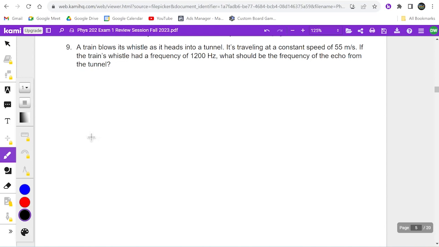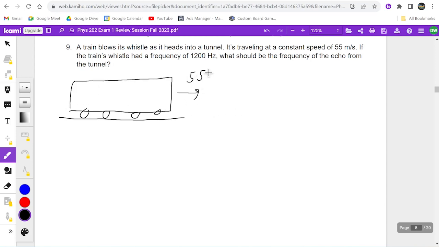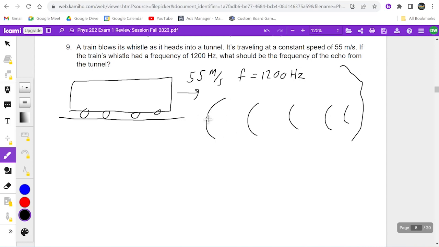I've got a train heading into a tunnel with a speed of 55 meters per second. Now the frequency going out is 1200 hertz, and it's basically going to bounce off the cave walls and come back, and we're going to hear a frequency. We'll call it frequency observer. That's kind of what we're solving for. And the question is, how do we do this?